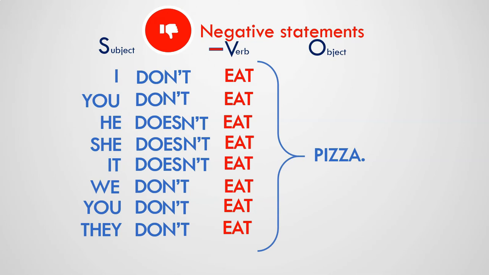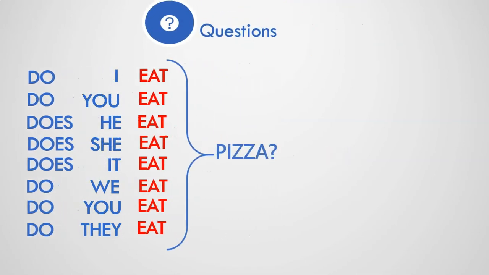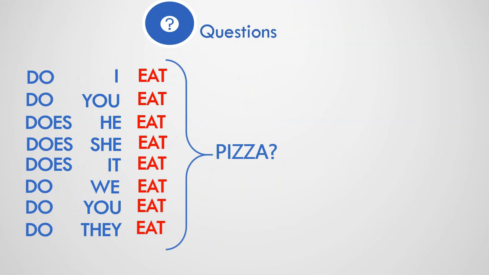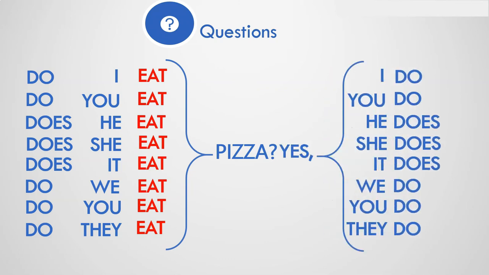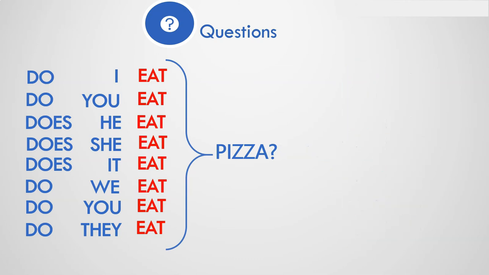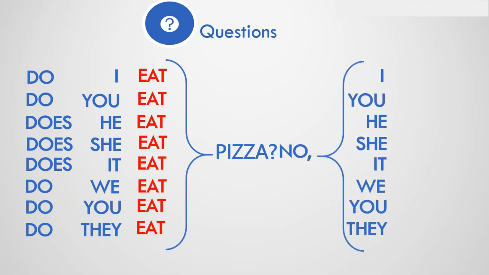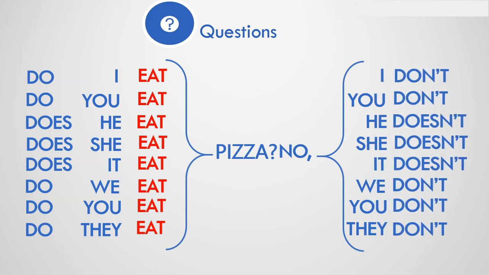So let's see how to respond to closed questions, or yes or no questions. If our answer is positive, we say yes plus the subject plus the corresponding auxiliary do or does. And if our answer is negative, we say no plus the subject plus the corresponding auxiliary don't or doesn't.